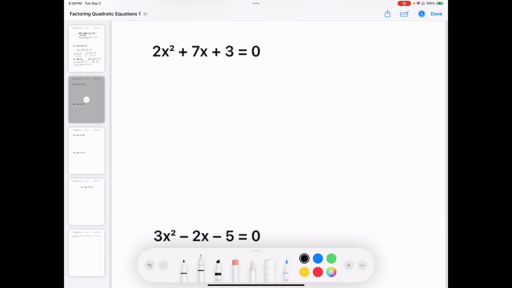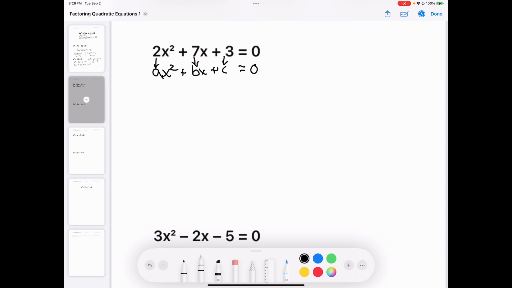Now let's try some harder exercises where the coefficient in front of the x squared isn't 1. In this case, we have 2x squared plus 7x plus 3 equals 0. These are handled a little bit differently. If you recall the quadratic equation, it's ax squared plus bx plus c equals 0. So our 2 is a in this case, 7 is b, and 3 is c.